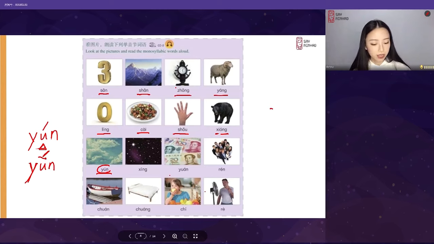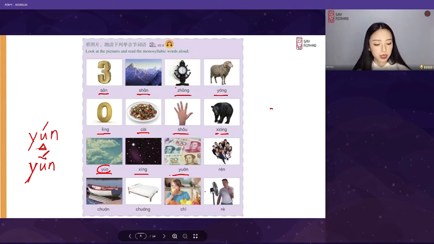Okay? Next one is xin. Xin. Read after me, please. Xin. The initial is x and the final is in, and the tone is the first tone. So xin, read after me, xin. Next one is yuan, the major word for Chinese currency, RMB, yuan.